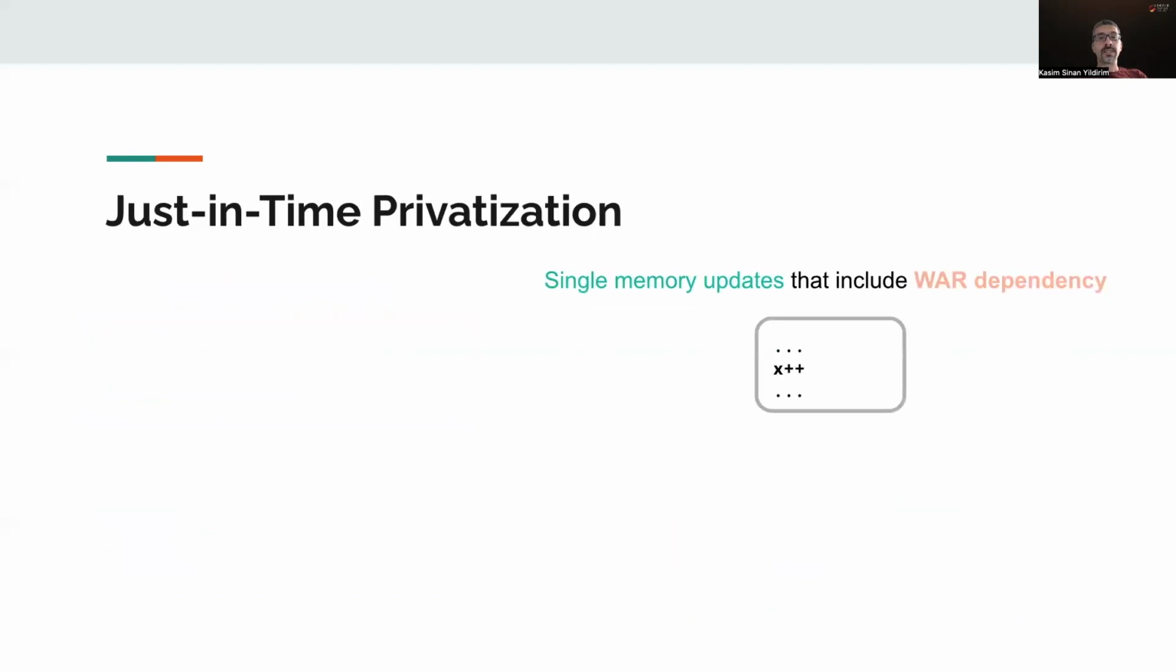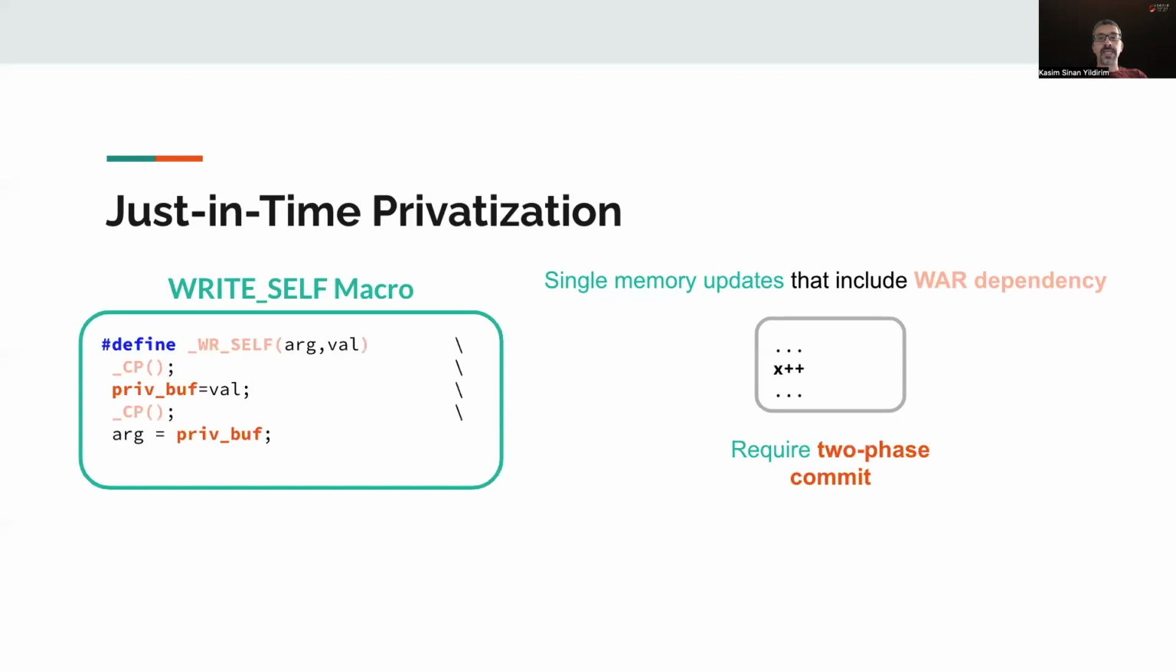Another issue occurs when update statements include write after read dependencies. These statements require two-phase commit to ensure memory consistency. The WriteSat macro employs a two-phase commit to update the persistent variables. This is enabled by just-in-time privatization.